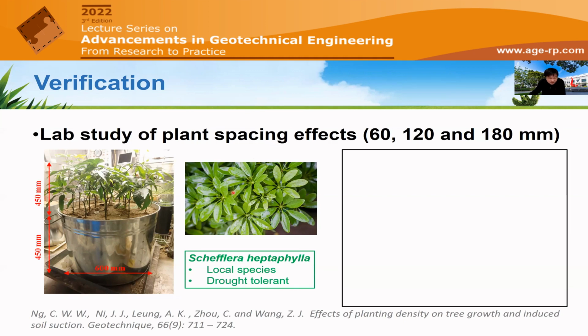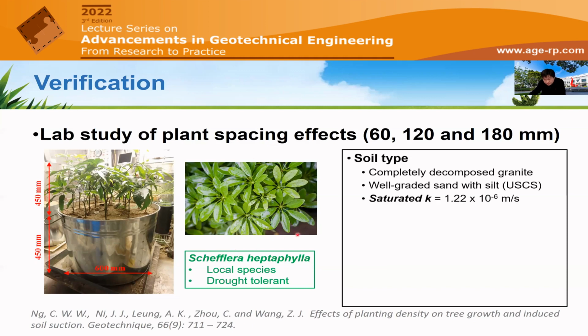And the species we have been using here in this case is Cephalaria heptaphylla, another very commonly used landscape species in roadside slopes. The soil type we use is completely decomposed granite, commonly found in Hong Kong, which is well-graded sand with silt, and with this saturated permeability. So the test procedures are pretty straightforward.